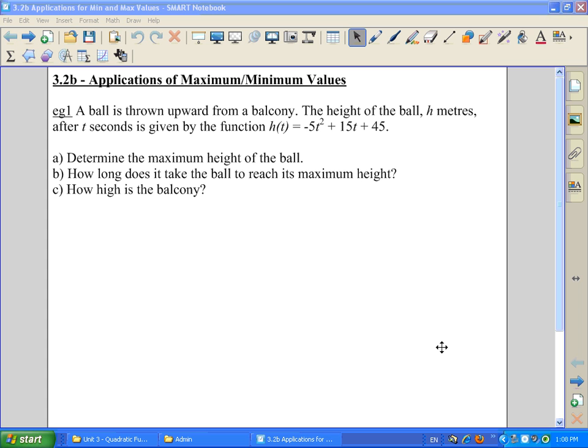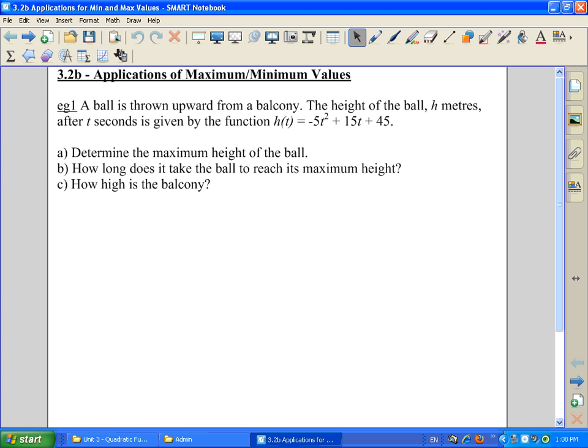Hello class and welcome to lesson 3.2b, applications of maximum and minimum values. So again, this is part of our review from grade 10 where we took a look at a quadratic and put it into a word problem and then answered some key questions. So let's take a look at the first example here, class.